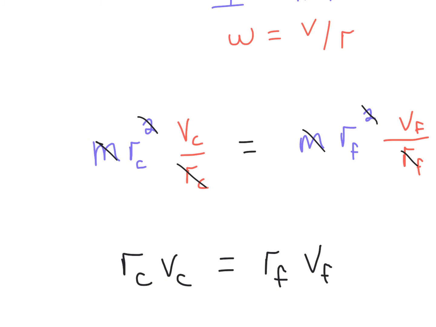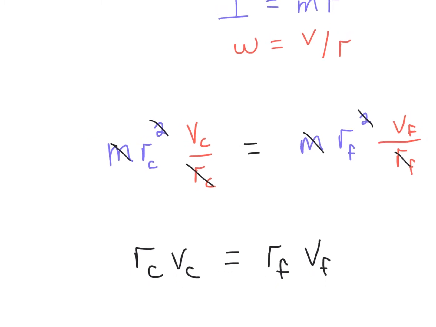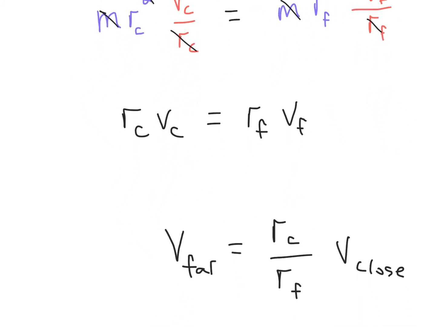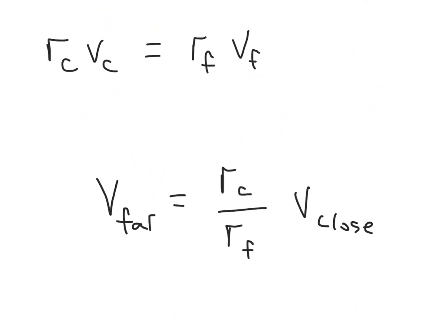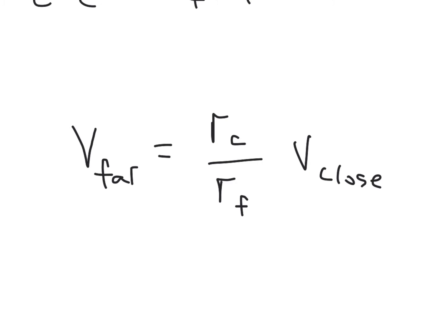Ultimately, what we're trying to find is VF, the velocity when it's far. So we'll go ahead and manipulate that around, and our final equation will just be this. It's a ratio of the radius when it's close over the radius when it's far multiplied by the velocity when it's close. We know as things get further away, they're going to slow down. So we understand that our final velocity when it's far is going to be smaller than its velocity when it was close.